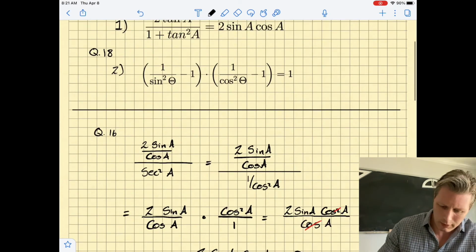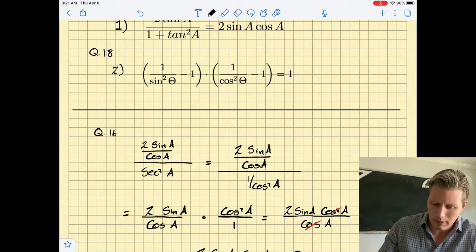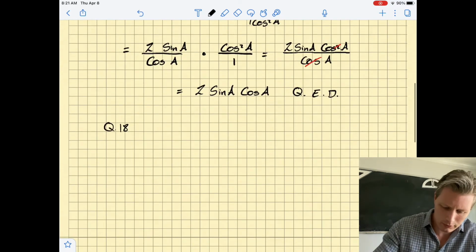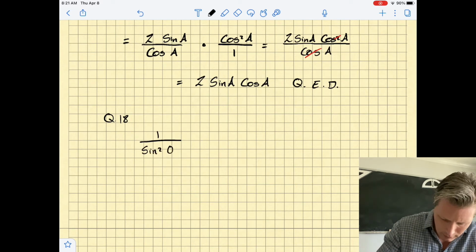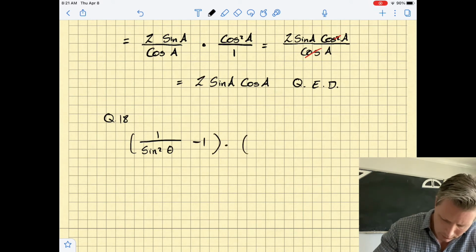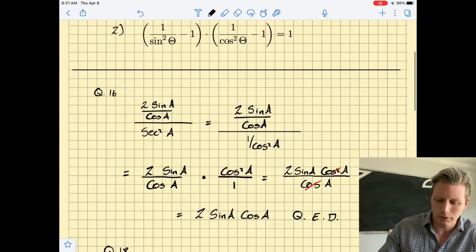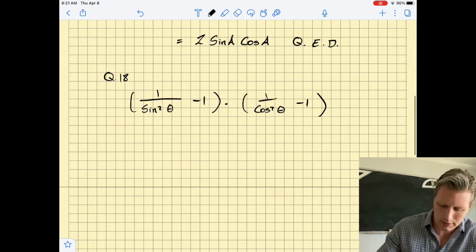Just remind myself what it is. 1 over sine squared theta minus 1 times 1 over cosine squared theta minus 1 is equal to 1. Can we show that? All right, so for some reason they've switched from A to theta for the angle. That's all right. So 1 over sine squared of theta minus 1 times 1 over cosine squared of theta minus 1. We have to show that this is equal to 1.